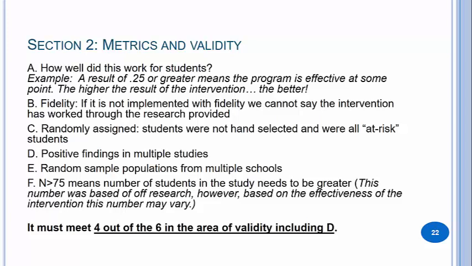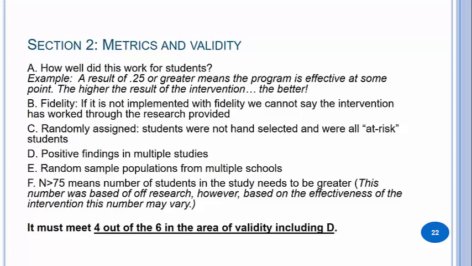Then we wanted random sample populations for multiple schools. Again, given demographics, areas, states, regions, we really wanted multiple schools involved in these studies and not just one specific area, like urban versus rural, to see if we're recommending this in our state using our criteria, will it work in multiple populations of students? And then we wanted them to have an N size of 75 or greater, meaning that we wanted at least 75 students in the study. Otherwise, it's a little bit small, and it's hard to say that it's effective at large scale.